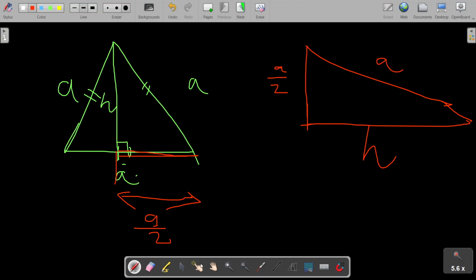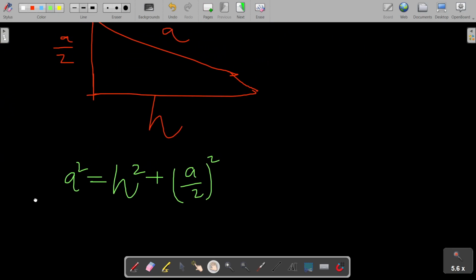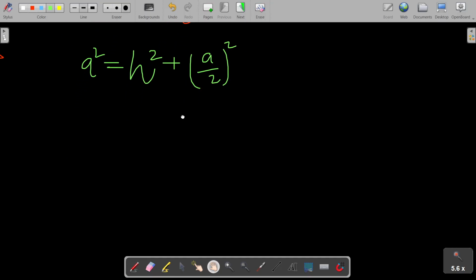So for a right angle triangle, the hypotenuse squared is equal to the height squared plus base squared. So let me write it there. a squared is equal to h squared plus (a by 2) whole squared. So remember this for a right angle triangle. This is 90 degrees. We need to find h here, we need to isolate h. So this is h squared, and this becomes a squared over 2 squared, which is 4.